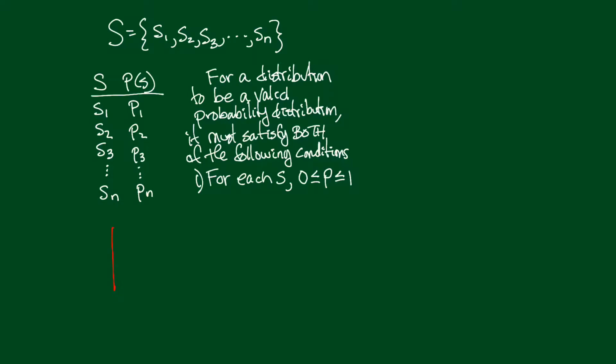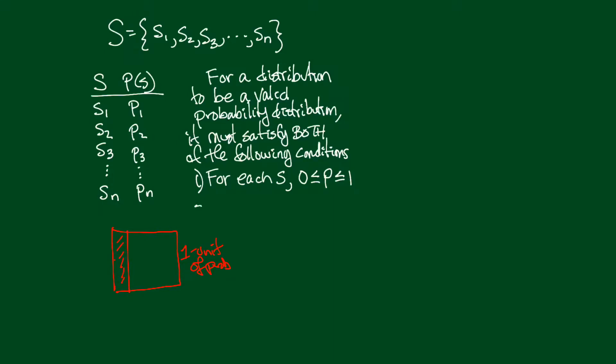Let's make that clear. I like to think of it this way. Here's my 1 unit of probability. That's 1 unit of probability. And if I start splitting it up, this amount here is going to be bigger than 0, but less than 1. And that's what I mean by this. So for each S, the corresponding P for that S has to be between 0 and 1. So that has to be true.